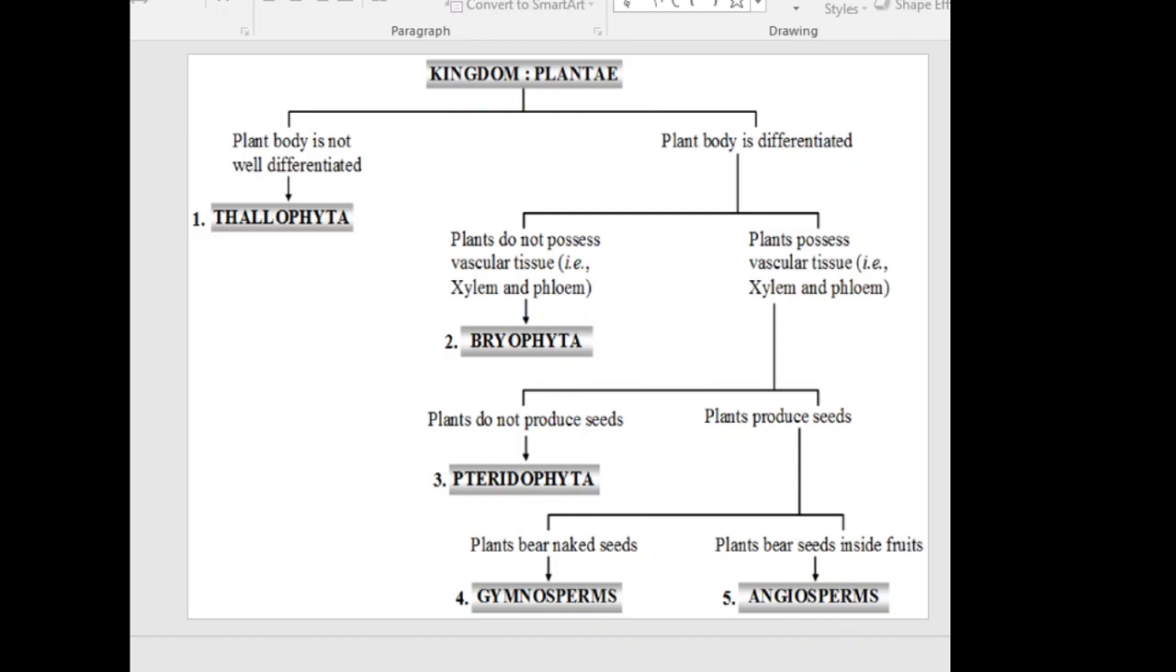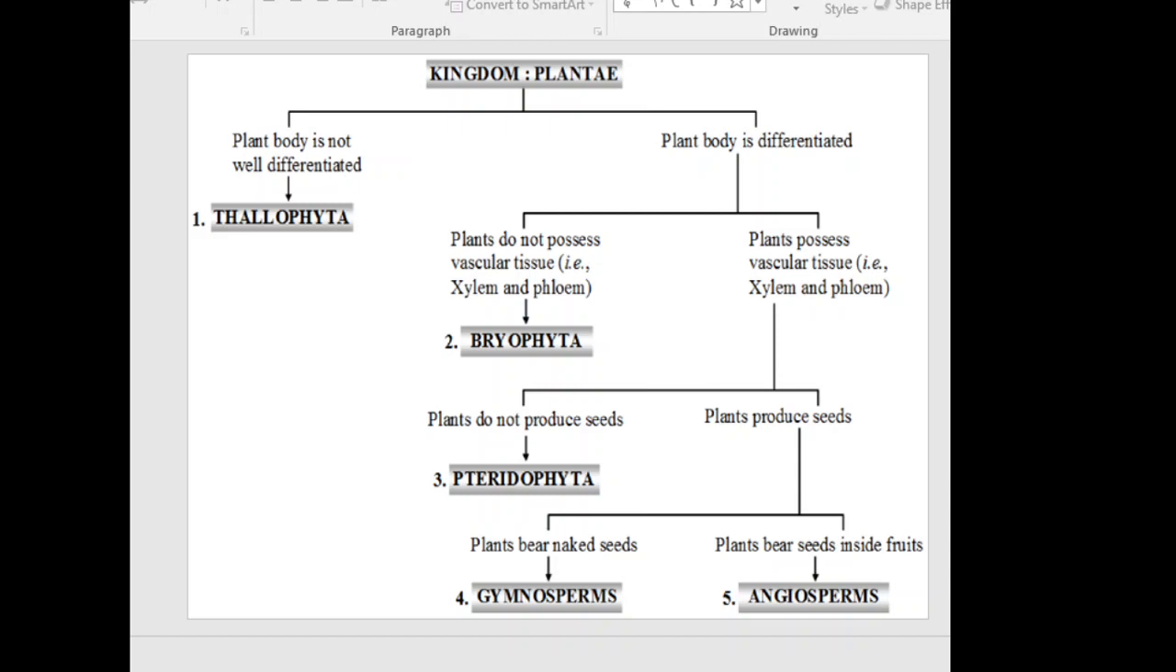In the other category, where the plant body is differentiated and they further do not possess any vascular tissue such as xylem and phloem, they are called bryophyta, the amphibians of the plant kingdom. And if the plant body possesses vascular tissue, xylem and phloem, such as pteridophyta, because they contain the vascular tissue in the form of stele, they are further classified into two forms, where they do not produce seeds.